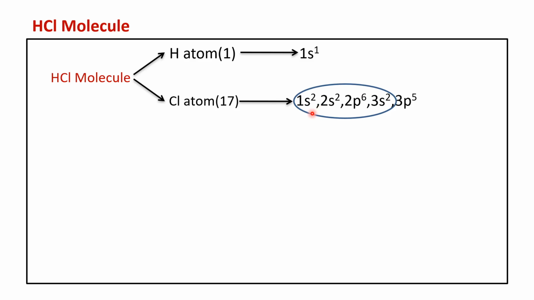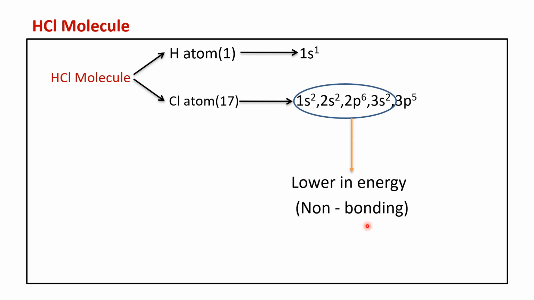Now here the 1s2, 2s2, 2p6 and the 3s2 electrons are not used for bonding. Why? Because they are lower in energy, and as they are lower in energy, they are not used for bonding, or we can say that they are non-bonding.